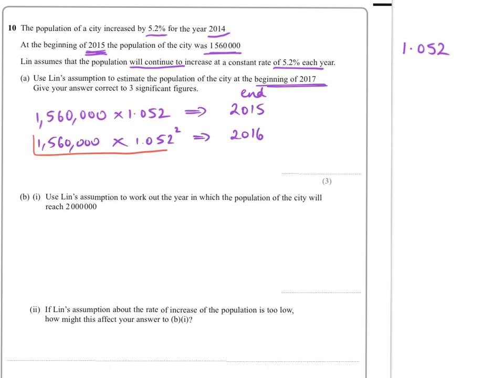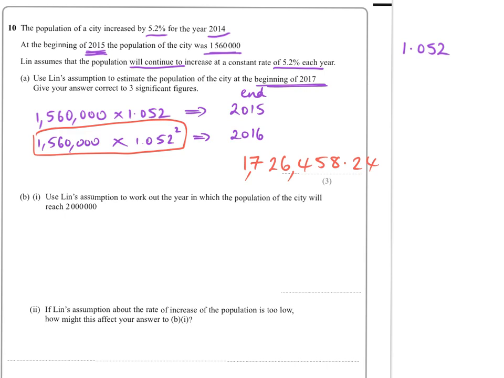So it's this calculation that I need to do on the calculator, and I'll do that now. So we'll have 1,560,000 times 1.052 to the power 2, and I'll write the numbers on my calculator display and put in the separating commas.